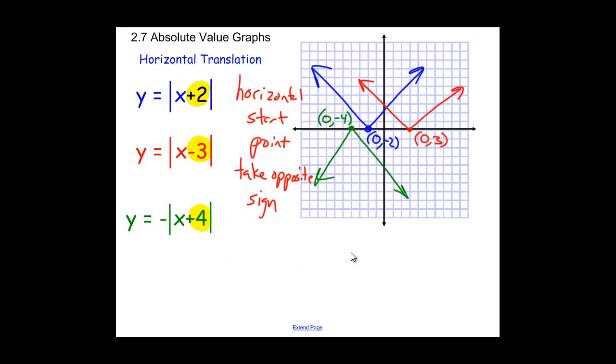Okay, so now we have horizontal translations. Now, this gets a lot of people confused, because they look at this and say, okay, y is equal to x plus 2, and they see plus 2 and say it's over at negative 2. You have to think, what number can I plug in for x that would balance this out to go back to 0? Well, negative 2 plus 2 would equal 0.